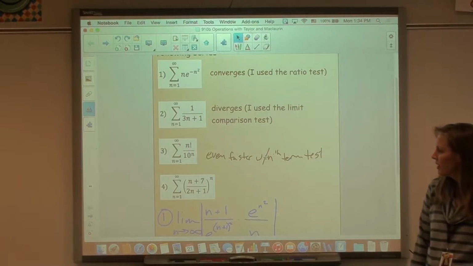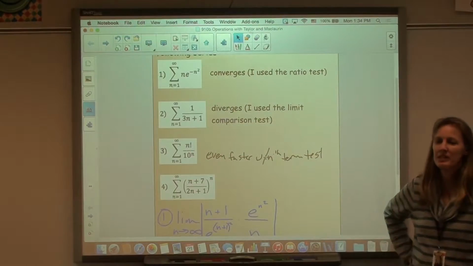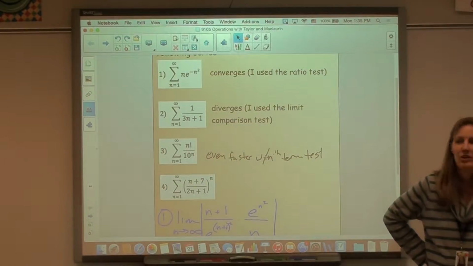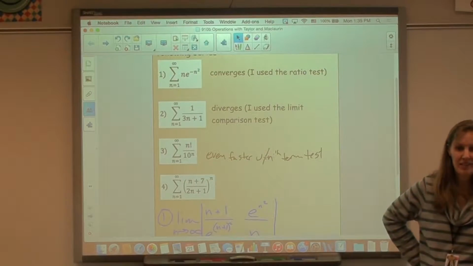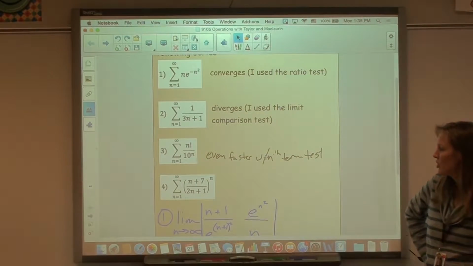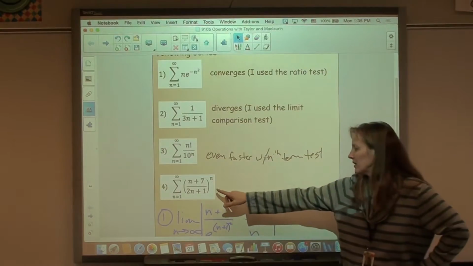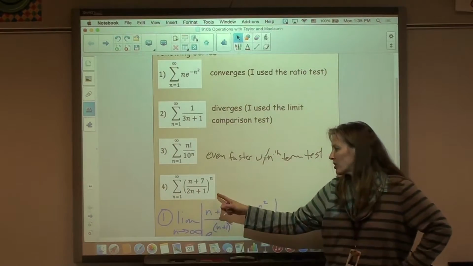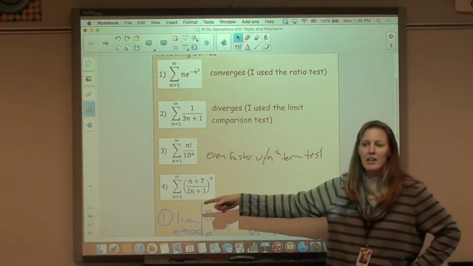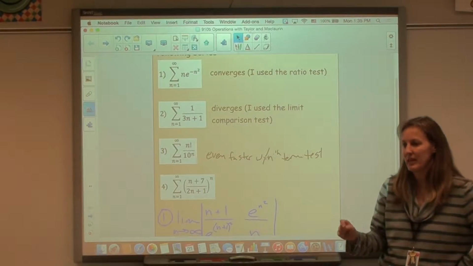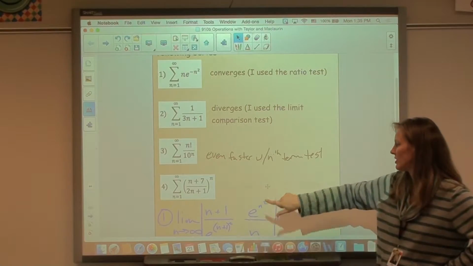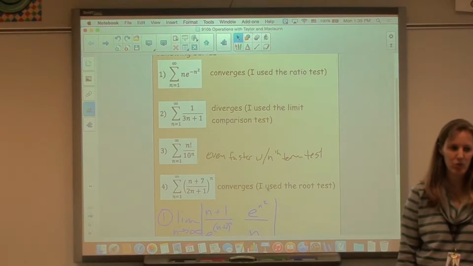That's okay. All right. Number 4. What's the easiest test to use? The root test. Yes. Okay. So if you do the root test, we get a limit. You take the limit of the nth root, you end up with a half. If a half is less than 1, what does the root test say? Converges. This one converges.